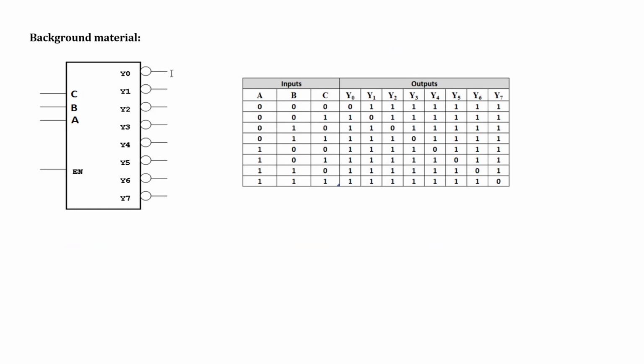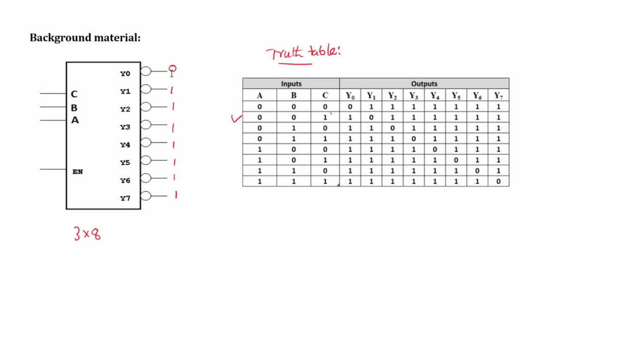So in the above circuit, a 3x8 decoder is given. First we will understand the operation of the 3x8 decoder. This is the truth table for the 3x8 active low decoder. For the input combination A equals 0, B equals 0, C equals 0, only the output Y0 will be 0 and the remaining outputs are at logic 1.